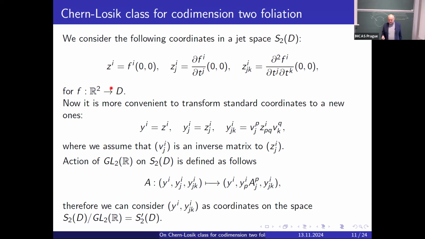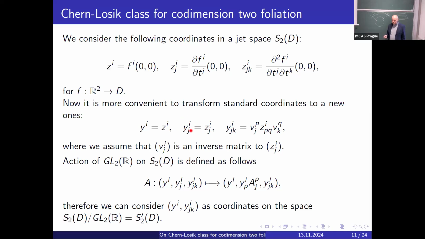So in fact, the number of coordinates is much bigger than in the previous case. And we transform these standard coordinates to the new ones. So yi equals zi is the same, the jets of zero order.